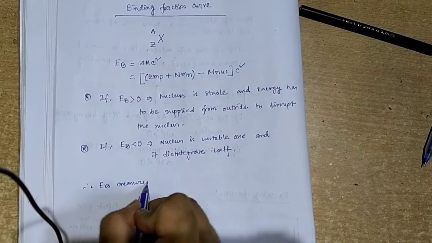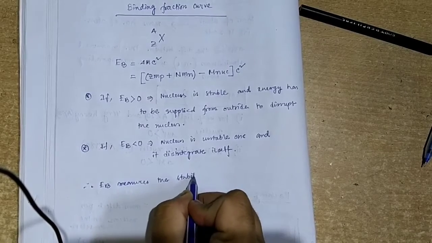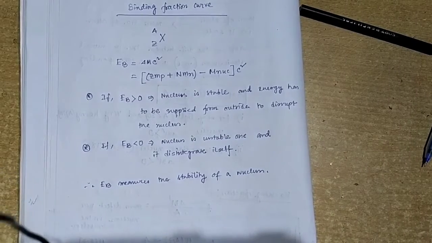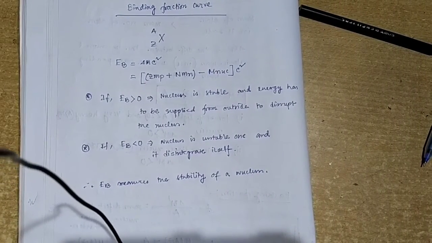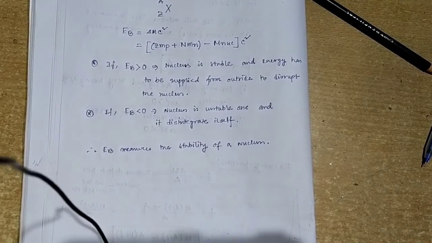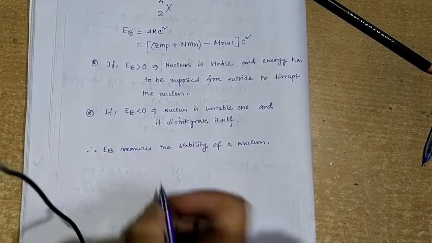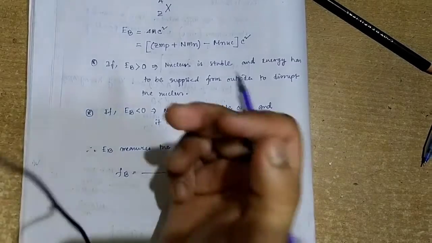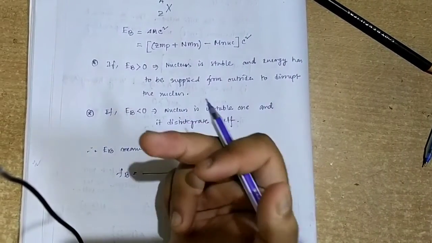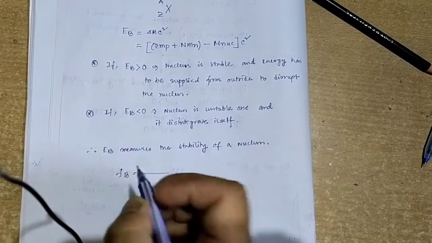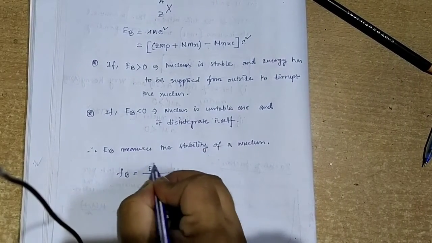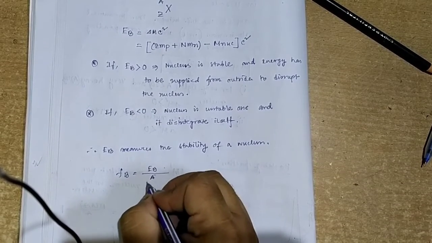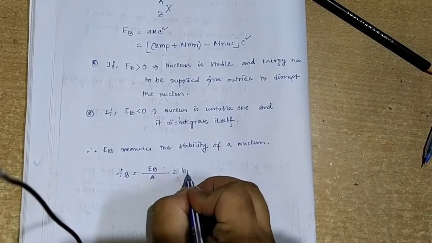EB measures the stability of a nucleus, and from this we can get the concept of a stable nucleus or a weak nucleus. Okay, and there is another parameter, FB, and last time we got one parameter, it's called the binding fraction, FB, that means EB by A, the binding energy per nucleon. If we divide the total binding energy of a nucleus by the total mass number, that gives you the binding fraction.